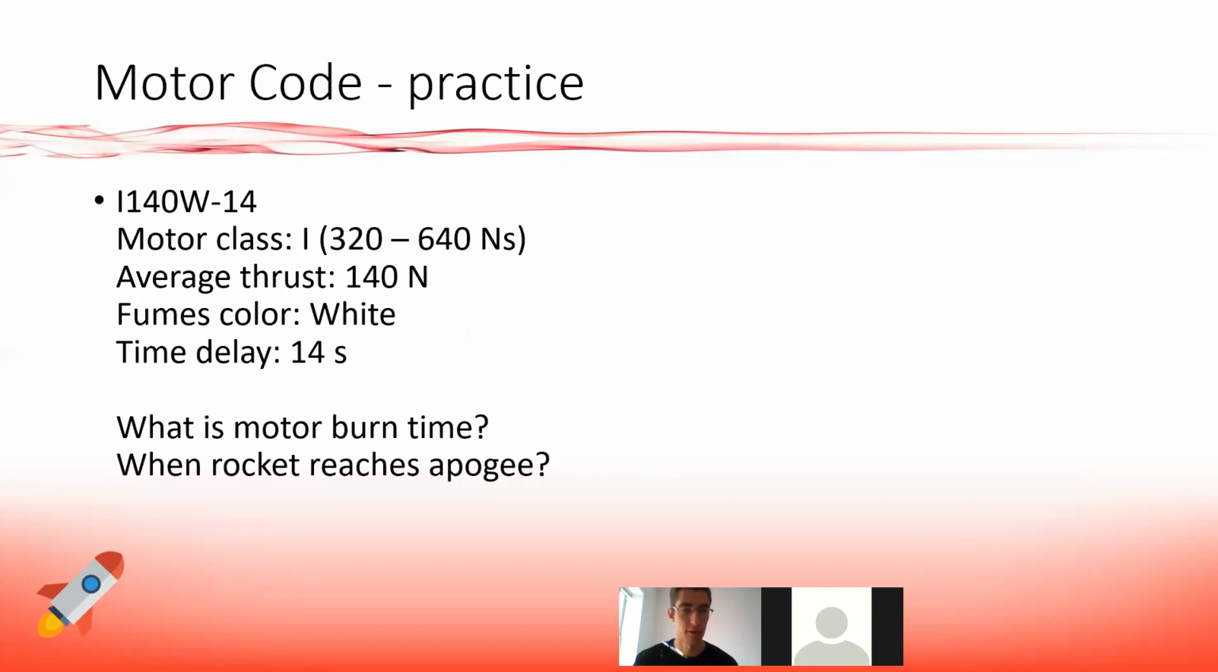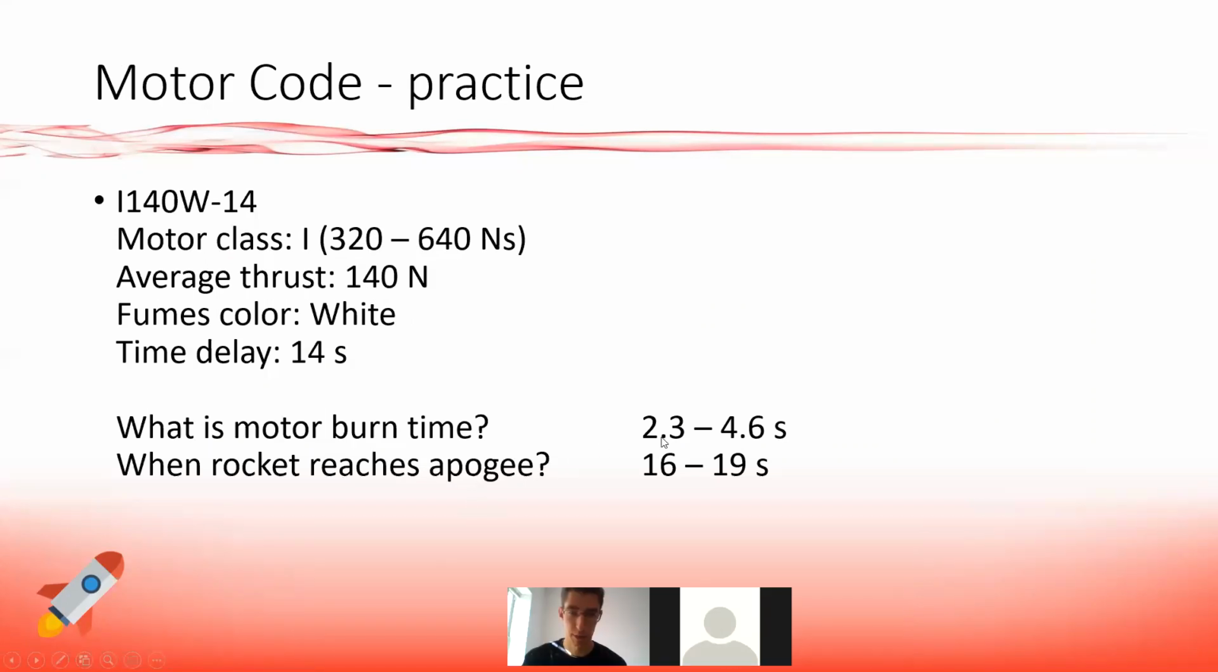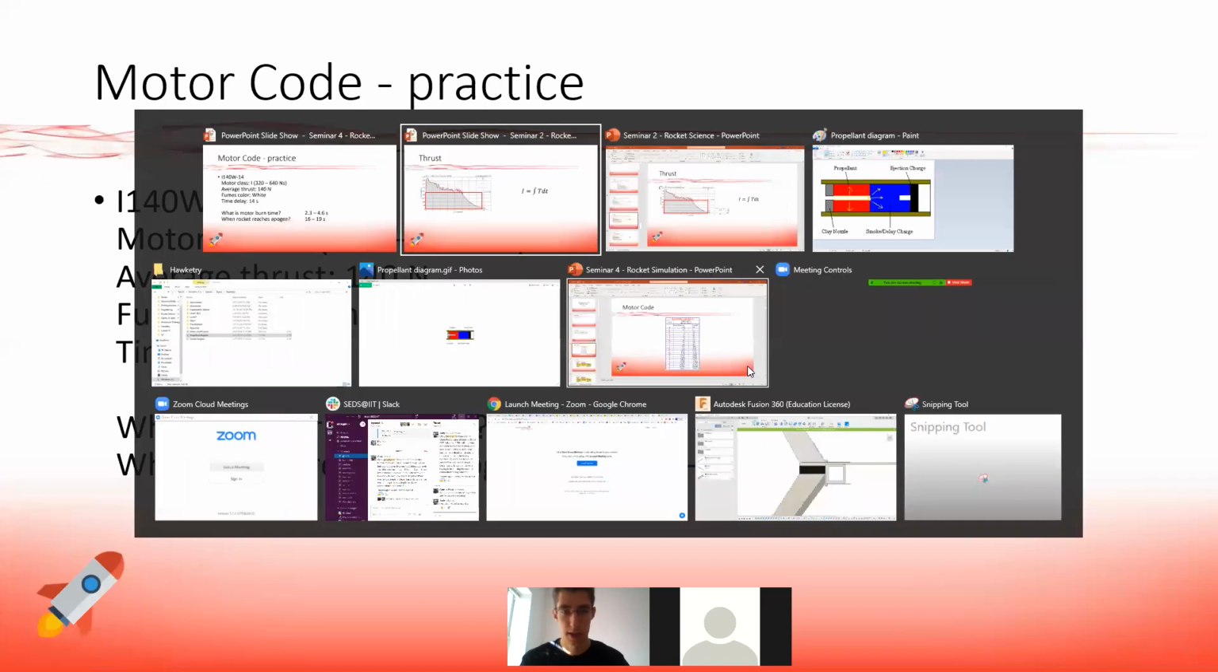So in case of that motor, let's say it has total impulse of 320. If you divide by 140, it's going to give you a burn time of about 2.2 seconds, something like that. Yeah, 2.3. Yeah, if it was the higher value, it would be double than that. And when the rocket is going to reach apogee, it's basically burn time plus delay time. So it should reach the apogee in about 16 to 19 seconds.